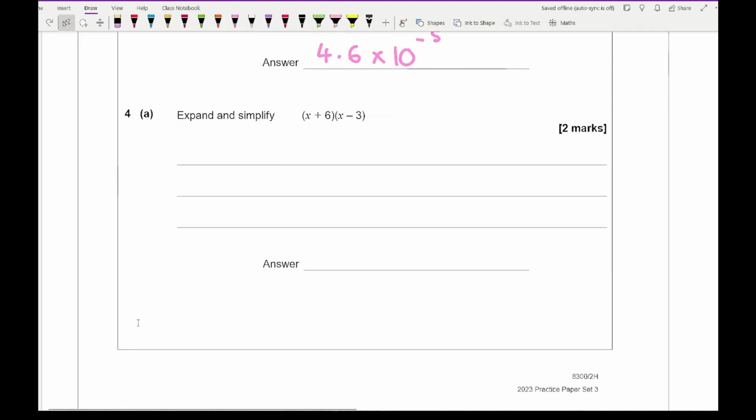Then for question 4 we're just expanding these double brackets, so we've got x times x, which is x squared, minus 3x plus 6x minus 18, giving us our final answer of x squared plus 3x minus 18.